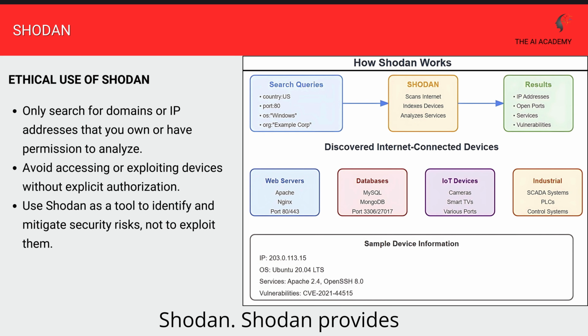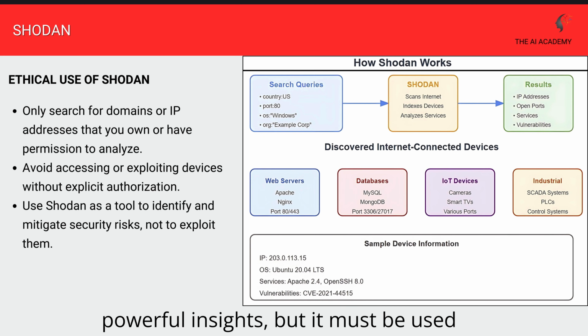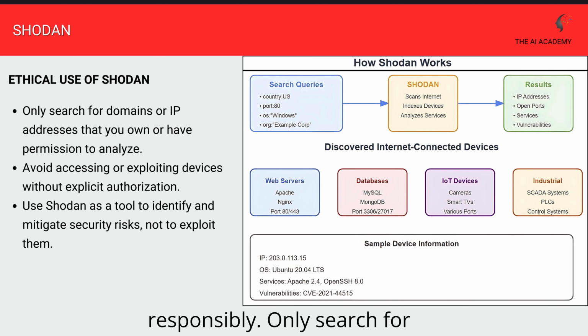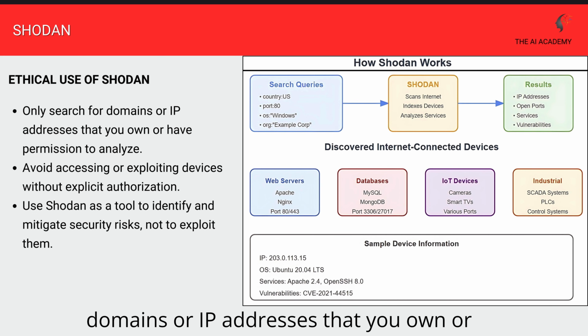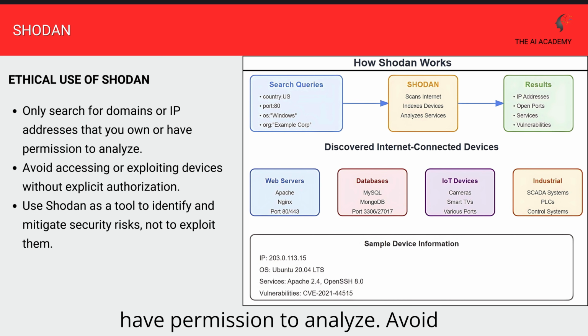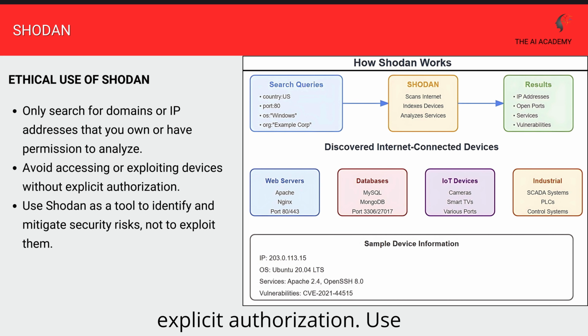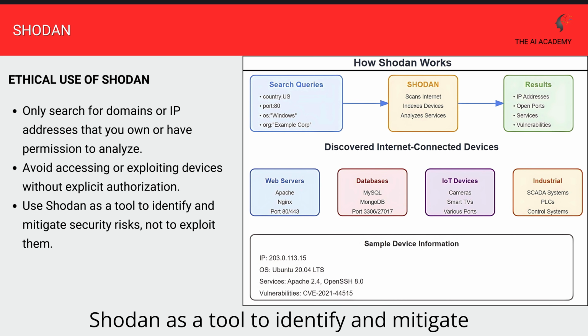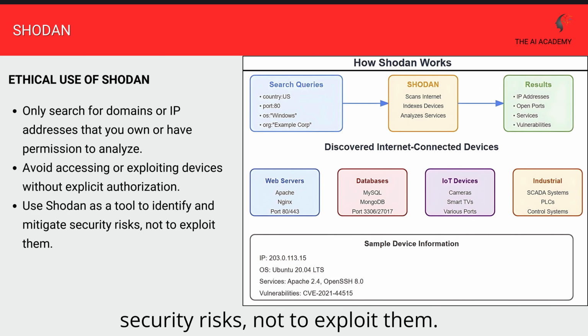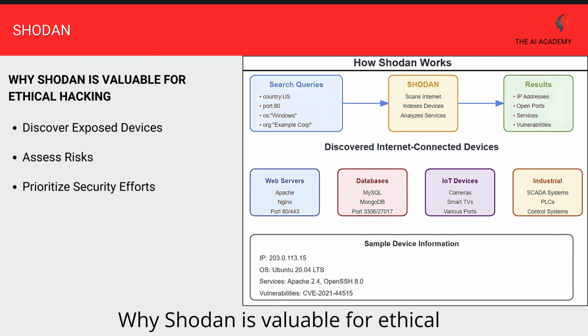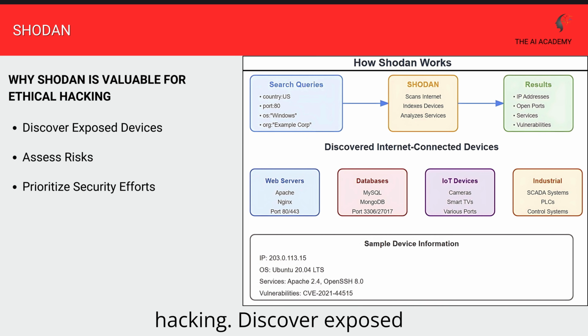Ethical use of Shodan. Shodan provides powerful insights, but it must be used responsibly. Only search for domains or IP addresses that you own or have permission to analyze. Avoid accessing or exploiting devices without explicit authorization. Use Shodan as a tool to identify and mitigate security risks, not to exploit them. Why Shodan is valuable for ethical hacking.